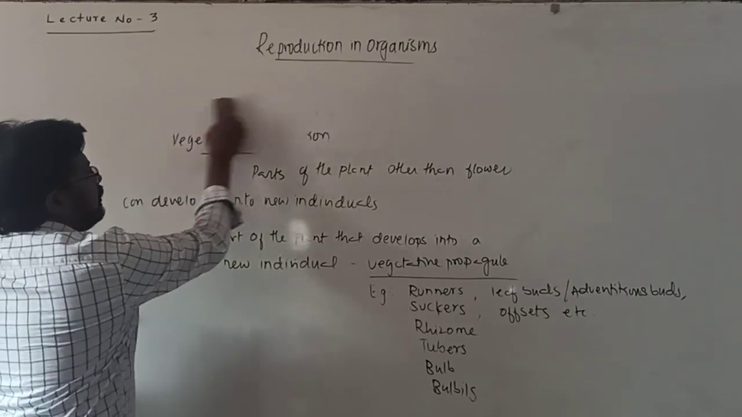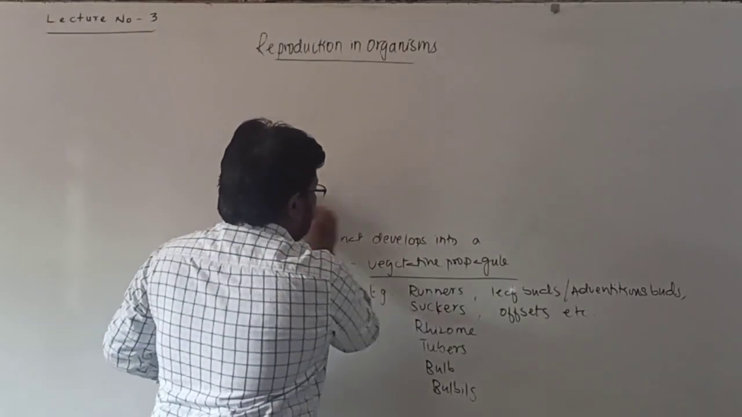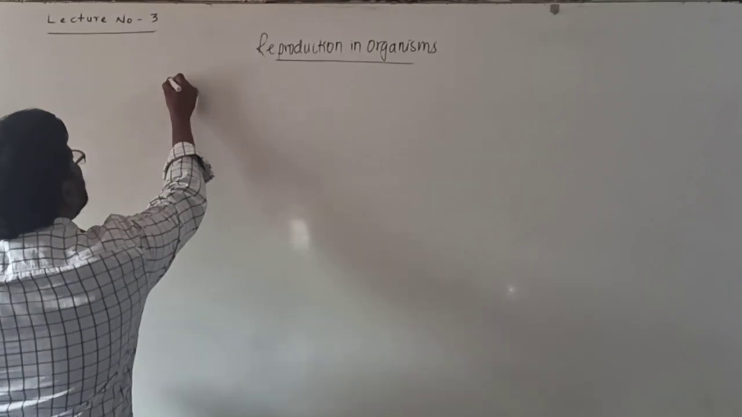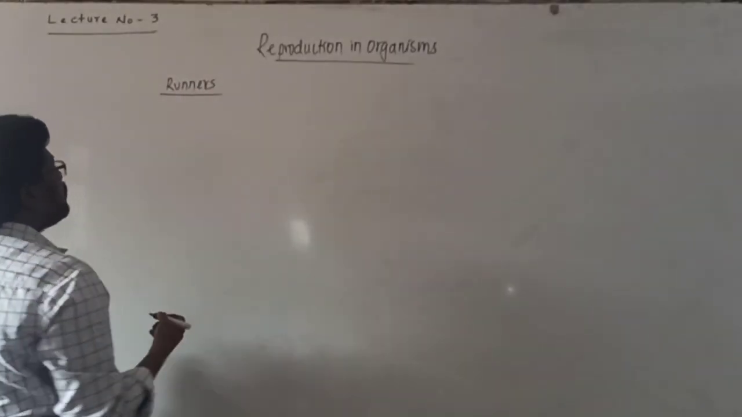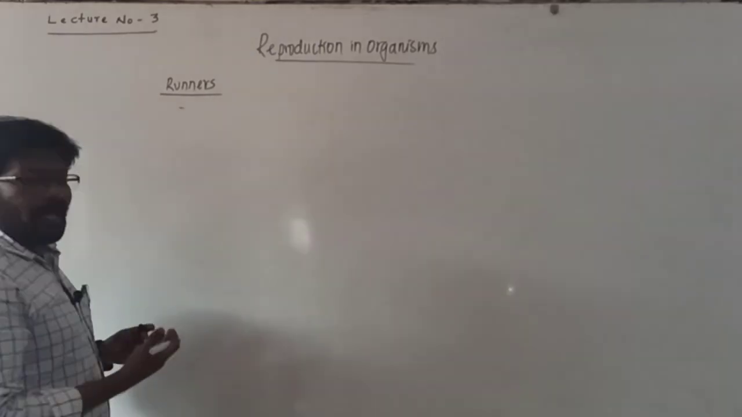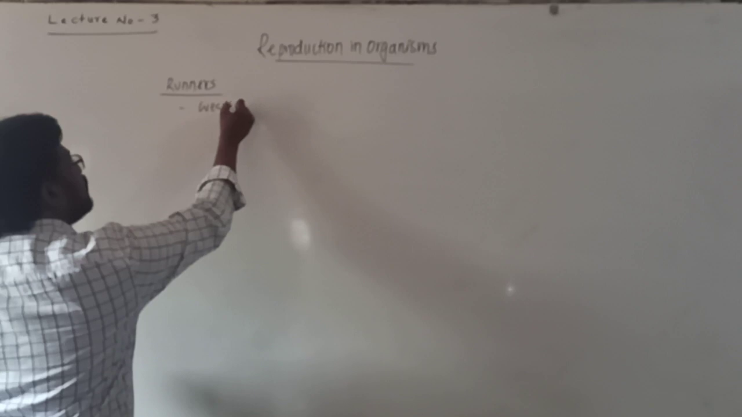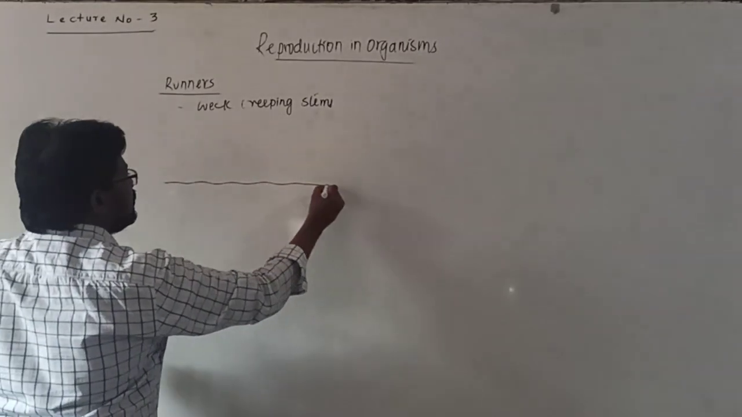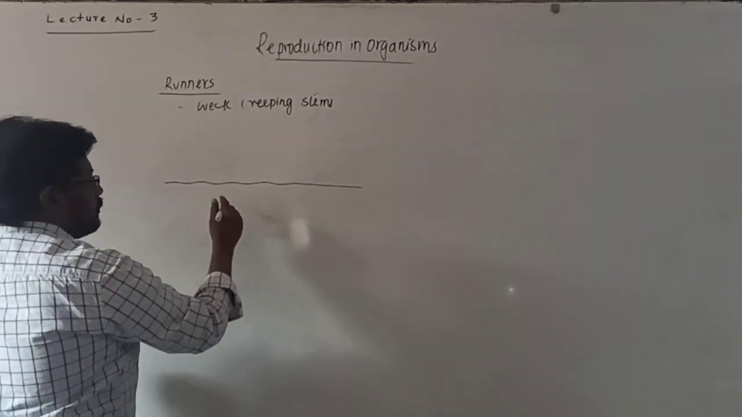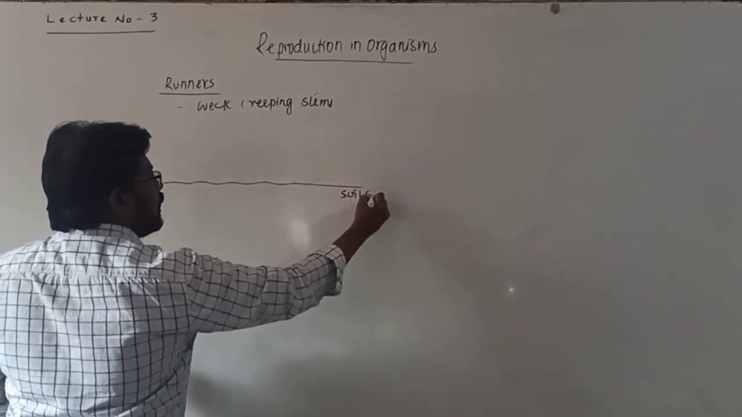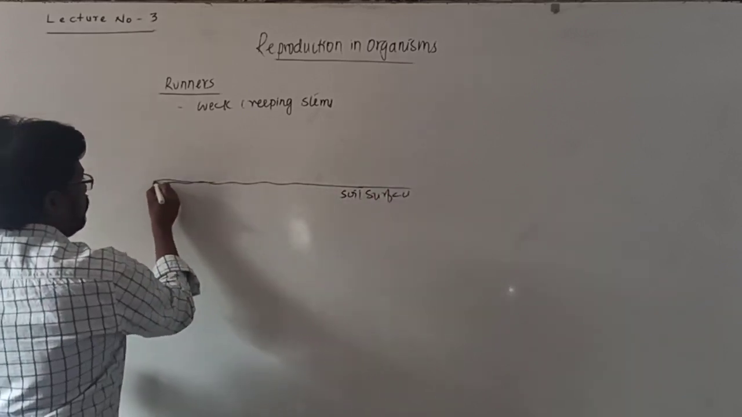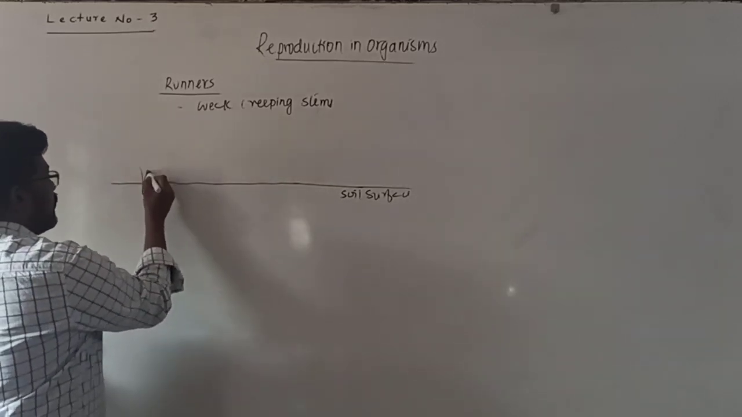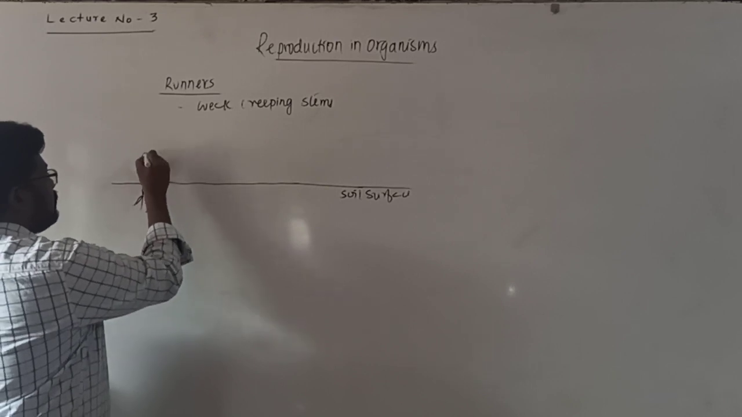So let's look at the first one, called the runner. These runners are seen in plants that have weak stems. So these runners are actually weak creeping stems, and usually they grow horizontal to the surface of the soil. Say this is the soil surface, and on this soil surface the plant will be showing.